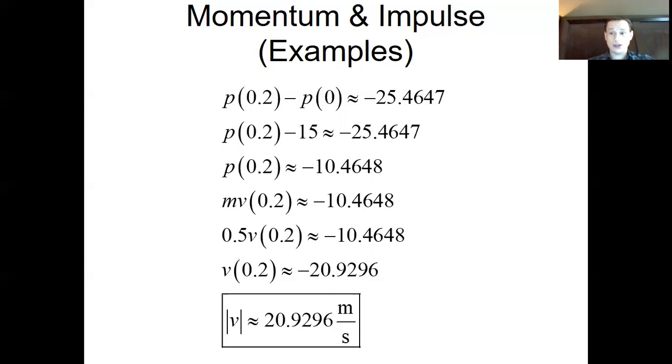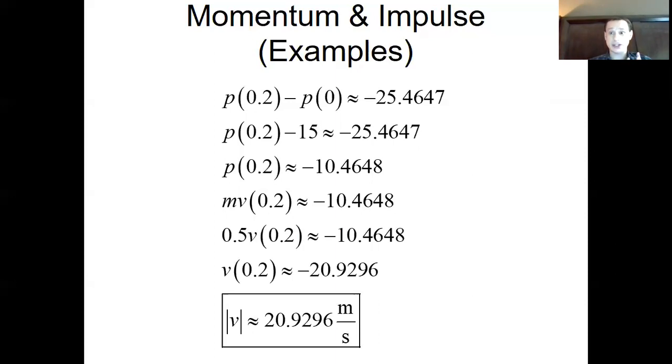The momentum after 0.2 seconds of being in contact with this bat is now negative 10. That means the ball is going to the left. Signs of momentum have meaning, okay? Well, what is momentum? It's mass times velocity. So your mass times your velocity at time 0.2 must be about negative 10.46. But your mass is 0.5, so if you plug that in and divide both sides by 0.5, you get the velocity of this ball after the impulse. And that turns out to be about negative 20.92.